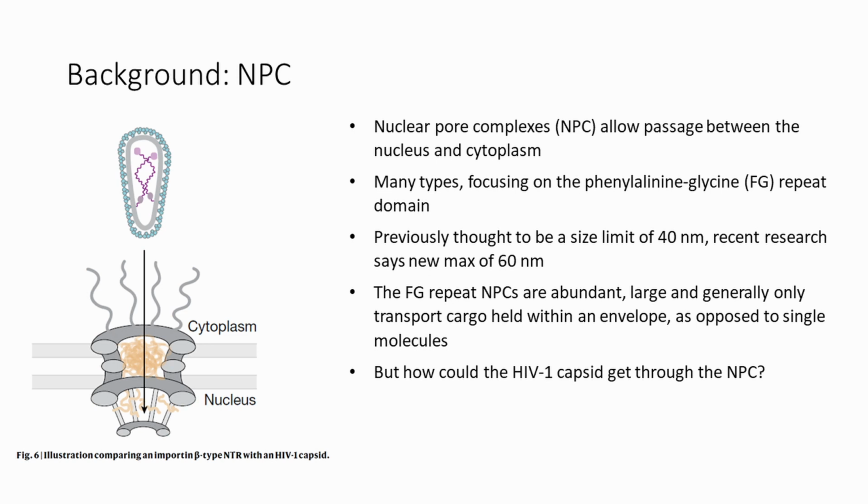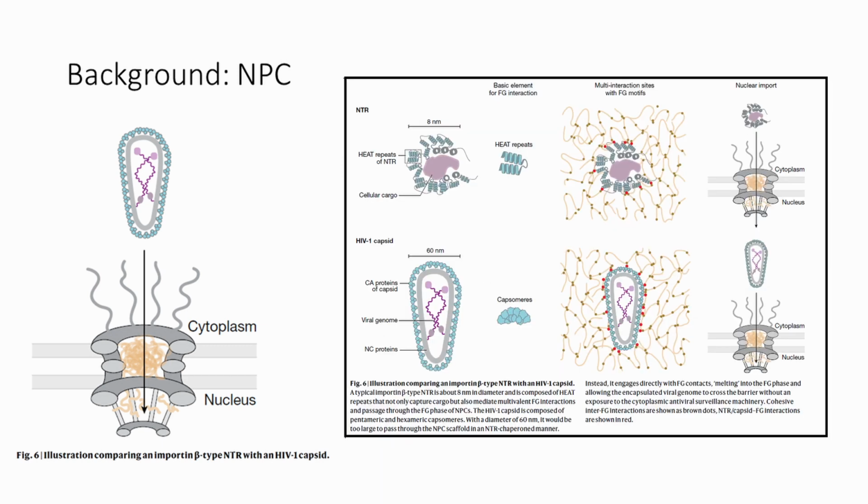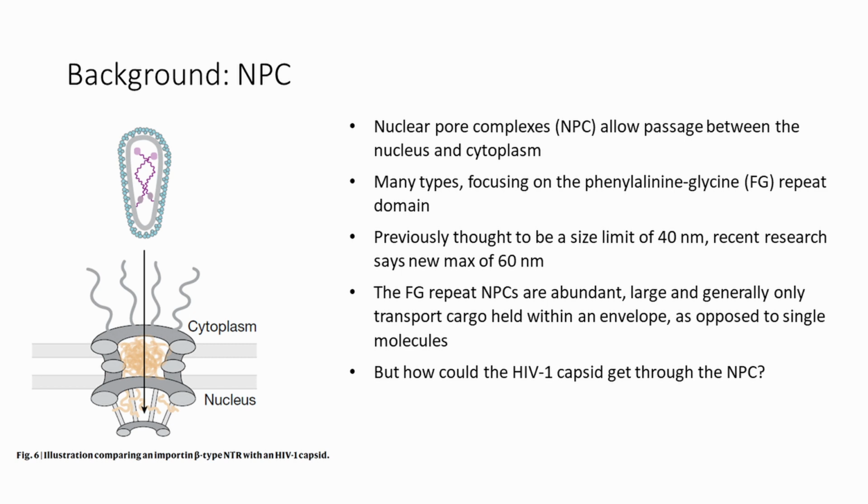Now I'm going to give some background on the nuclear pore channel, or NPC, as it's noted throughout the paper. Here we have another piece of Figure 6, which illustrates how the authors think the capsid can go through the nuclear pore channel, which is on the bottom in gray and orange, and it allows it passage into the nucleus of the cell. So what are these nuclear pore complexes?